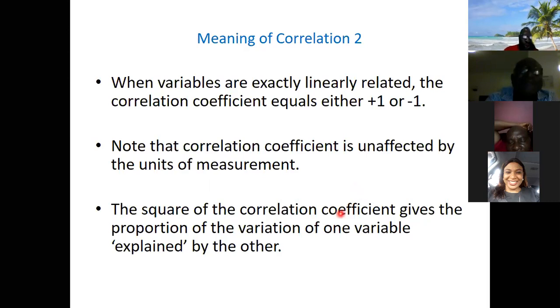The square of the correlation coefficient gives the proportion of variation of one explained by the other. This is what we call the coefficient of determination. It will be explained better when we get to regression. When we get to regression, the square of the correlation is the coefficient of determination.